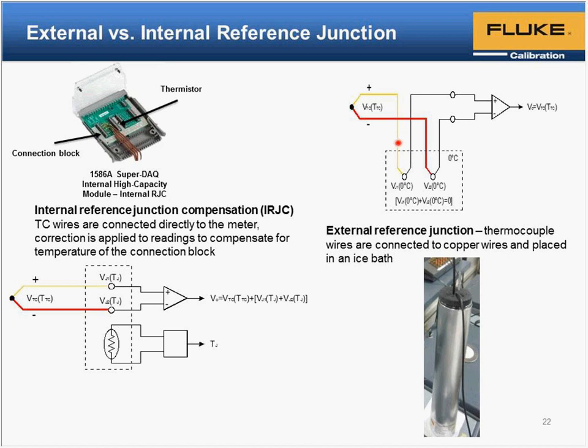The thermocouple wire is connected to copper wire, and then where the action happens, we put the junctions down inside an ice bath of ice and water. So it's a nice environment, and we have very nice control over this junction, and we can reduce the uncertainty. Here we have a vacuum Dewar flask that we use in our lab, a thermocouple reference junction.